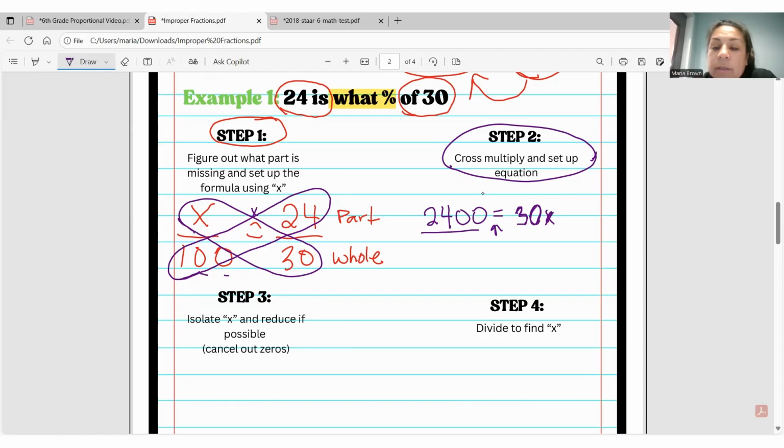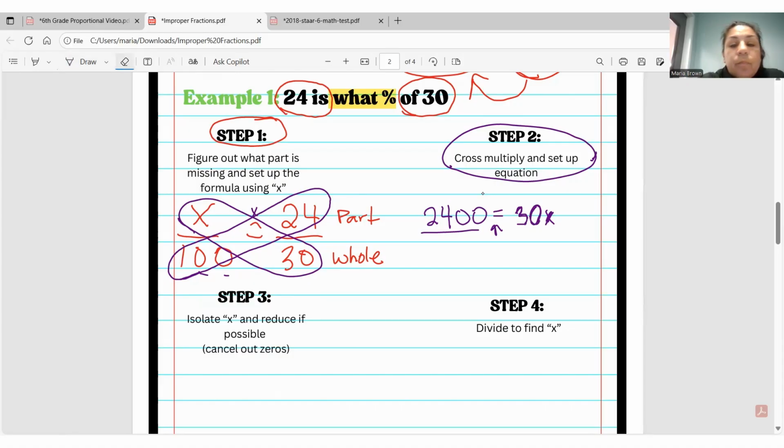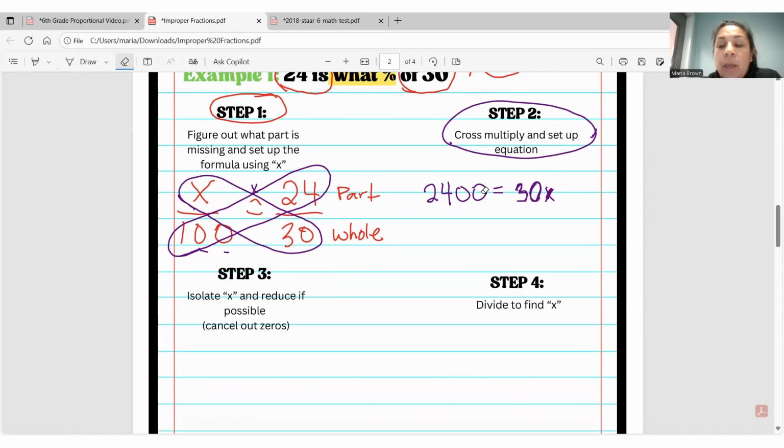Okay, 30x. So now our equation is set up. We have 2400 equals 30x. So now that we've done step 1, again, step 1 is just merely setting up the formula, plugging in all the parts, the wholes, and plugging in x for whatever we're solving for. And then step 2 is to cross multiply and set up the equation.